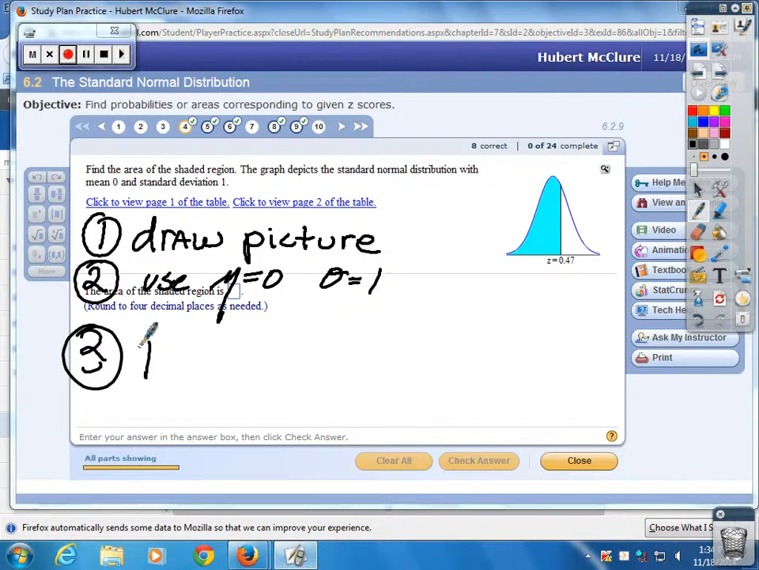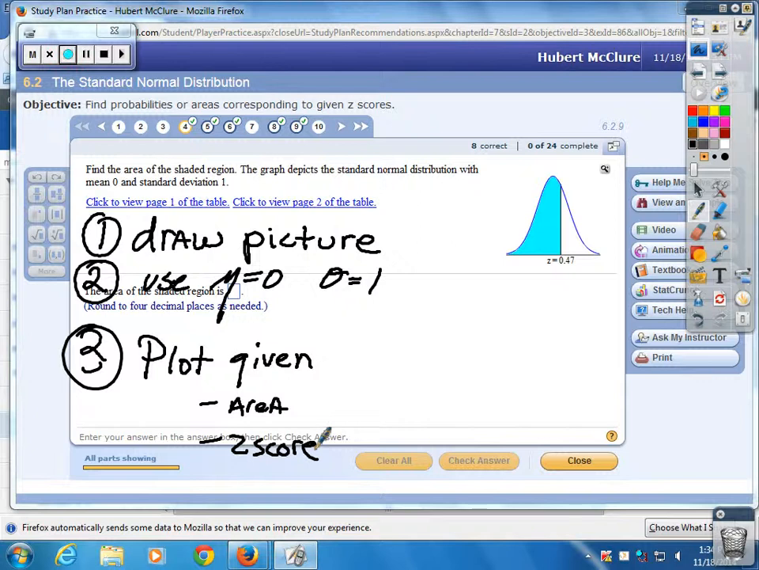Plot given. Now, what will be given? Either your area or what? Z-score. One of these two will be given, and you've got to find the other. And then for 4, find the opposite of number 3.